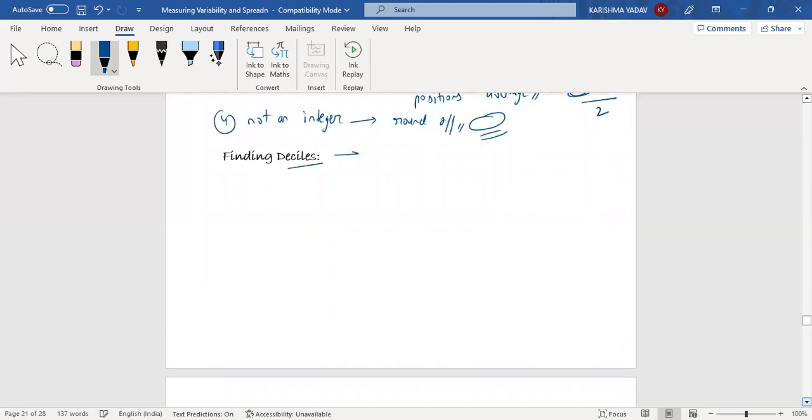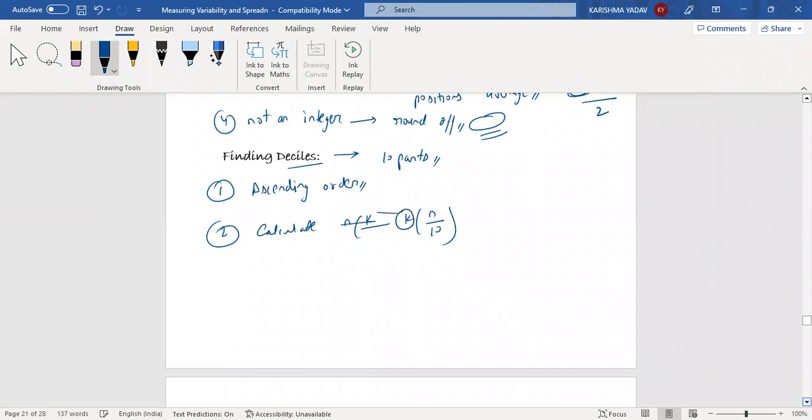Now, how can we find the deciles? Deciles basically divide the data into 10 parts. First thing is the same: arrange your data into ascending order. The second thing is to calculate kn by 10, where k denotes the decile, like D1, D2, D3, D4 up to D10. That's how we denote the deciles.